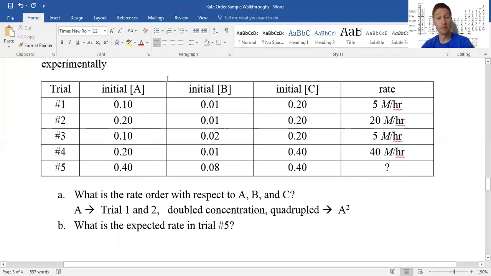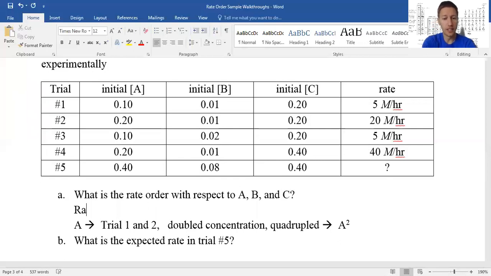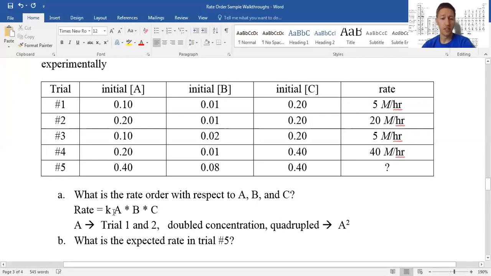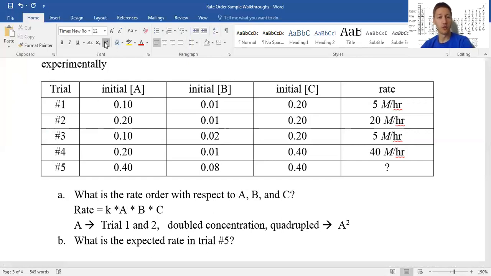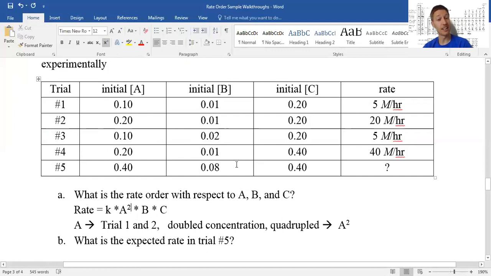So in our rate, when we talk about our generic rate expression, I'll just put it up here. Again, our rate equals some K constant times A raised to some power times B raised to some power times C raised to some power. We just determined that the A's concentration is second order. So which means if we change A's concentration, it has a pretty big impact on the rate of the reaction.